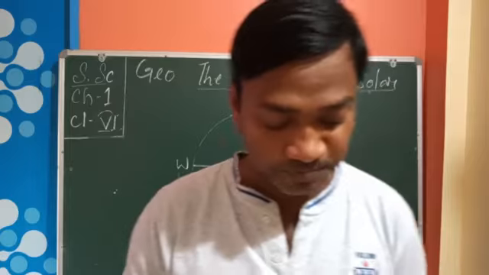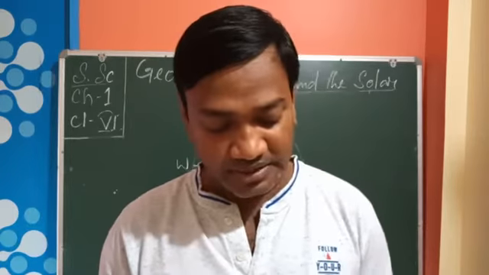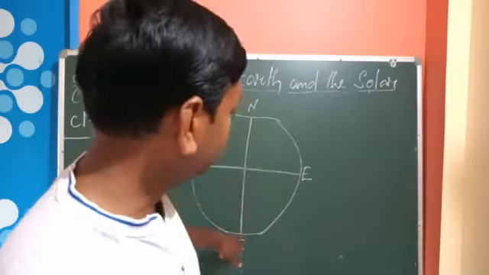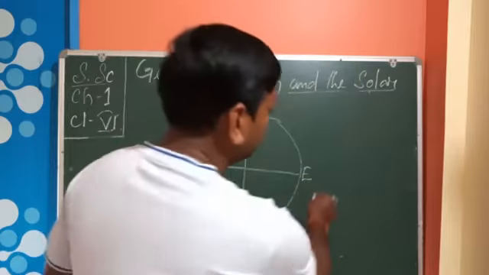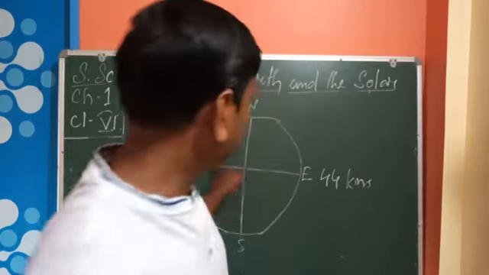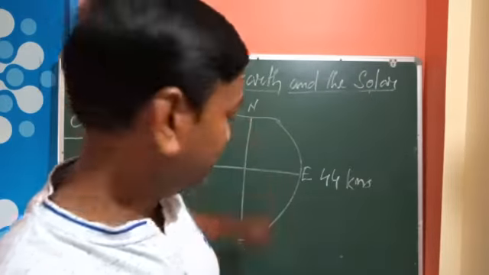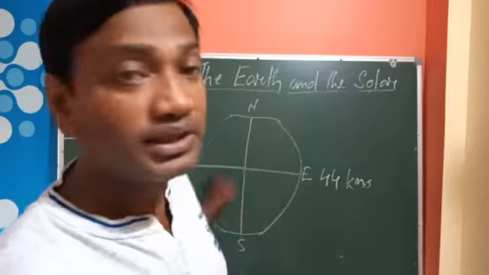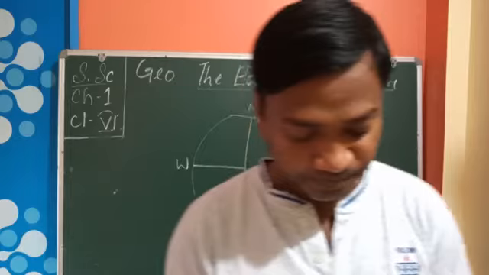Thus its equatorial diameter is about 44 km more than its polar diameter. So here you can see the distance is less, here it is more. Here we find 44 kilometers more because this side is flat and this side is also flat. So if we see both the lines, this line is 44 kilometers more.